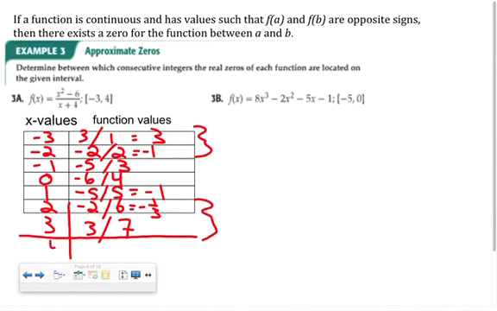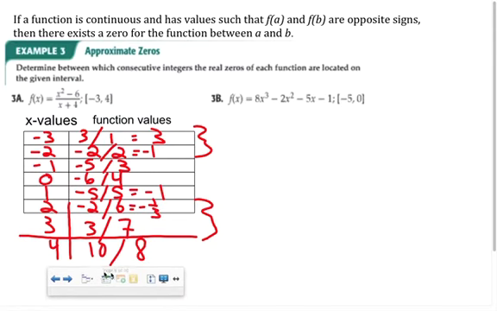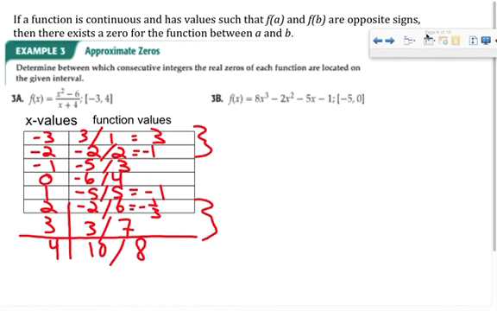And finally, they did ask me all the way up to 4, so let's go ahead and test it. So I take the 4, I plug it in, I've got 16 minus 6 is 10 over 8, that's still positive. So my two intervals between which I would find a 0 is I'm going to find a 0 somewhere between -3 and 2 and 2 and 3.